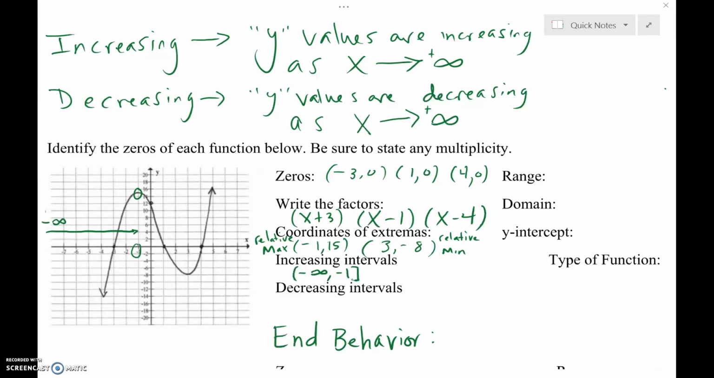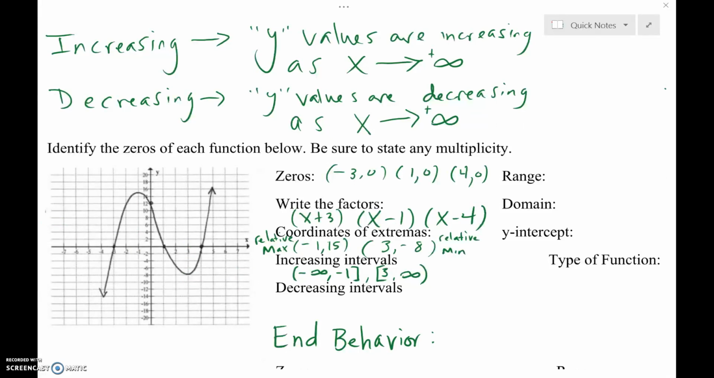All right. Then I also see an increasing portion right here. It seems to start going up as I head toward positive infinity. So this is 3 right here. So it seems like at 3, I start to go up again. So my next interval would be from 3 to positive infinity. And again, bracket and parenthesis for the same reasons that we just discussed. All right. That was our increasing intervals.